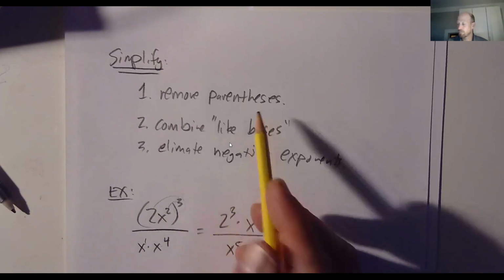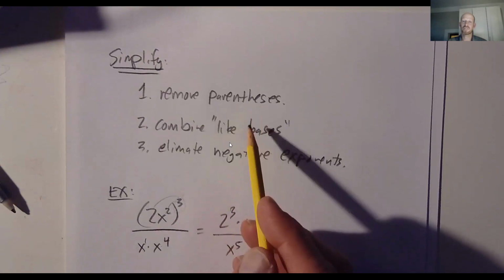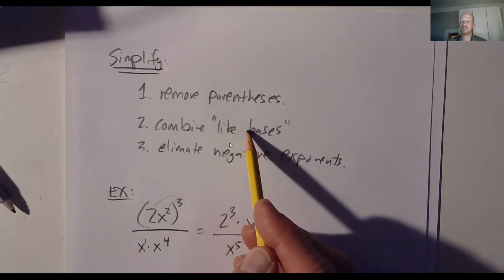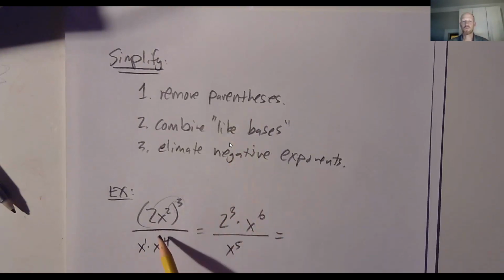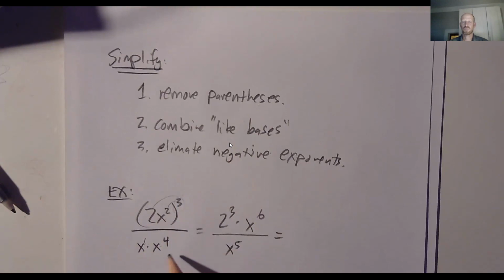So I guess I moved ahead there, right? I removed parentheses, but I'm also starting to combine the like bases. So I don't want x's around here and here and here. I want to combine those to a single x. So these 2 on the bottom became x to the 5th.